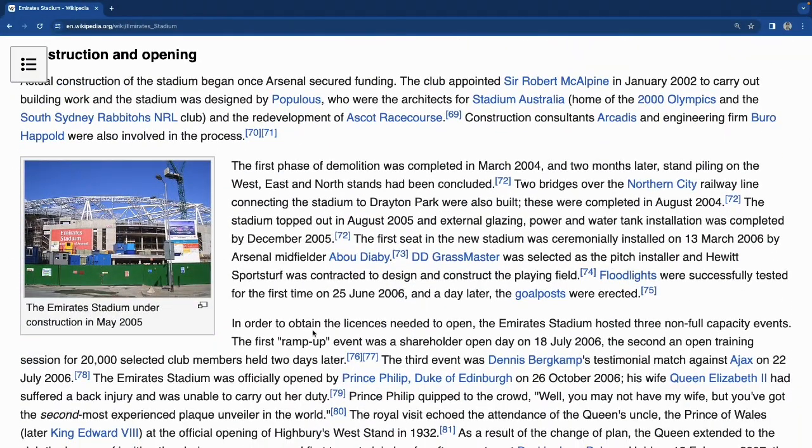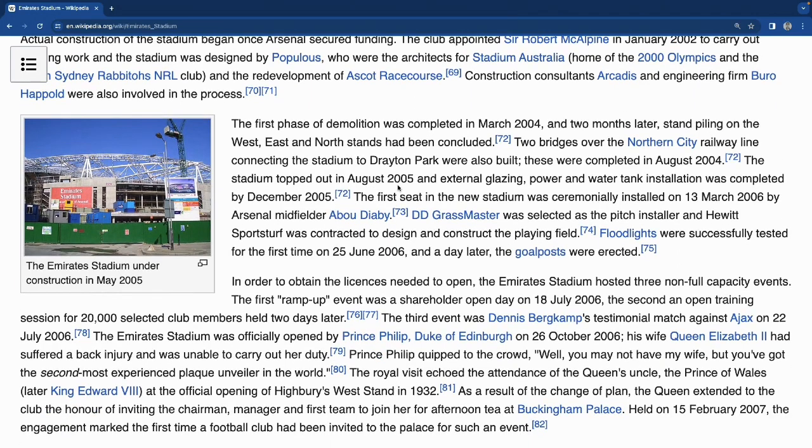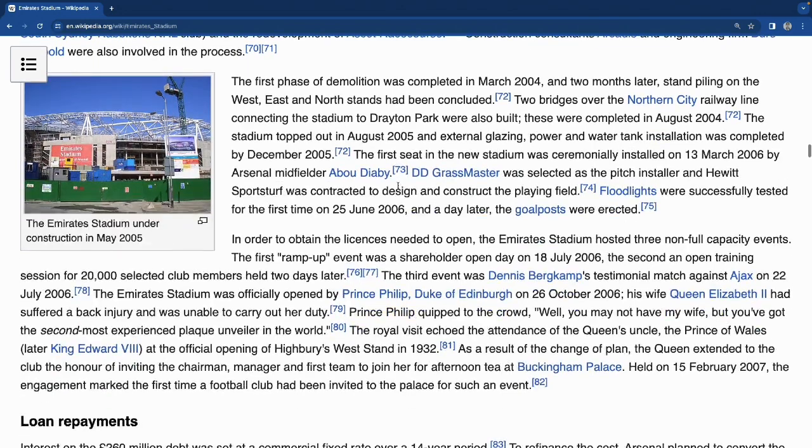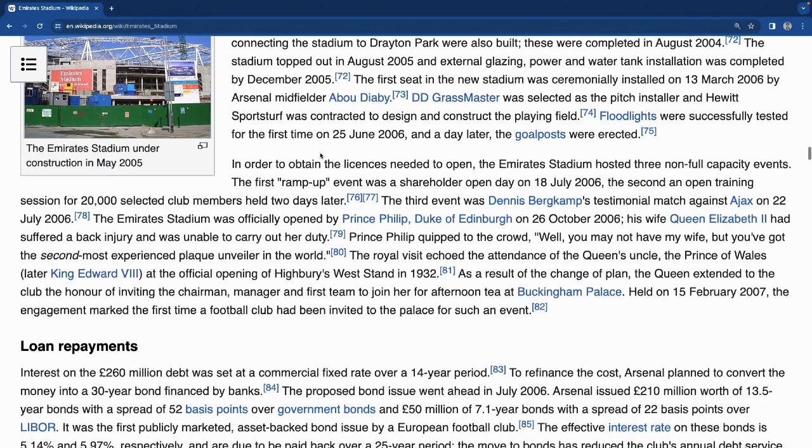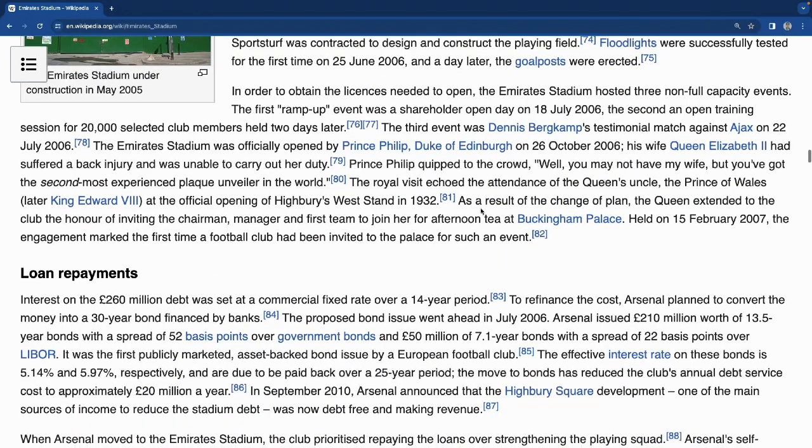This is the project side. You might get a question like this, okay? This is when the project, first phase, demolition, 2 months later, stand piling. Then this was completed. In order to obtain a license, they hosted 3 non-full capacity event sessions of 20,000, over 2 days. So they did a test run.